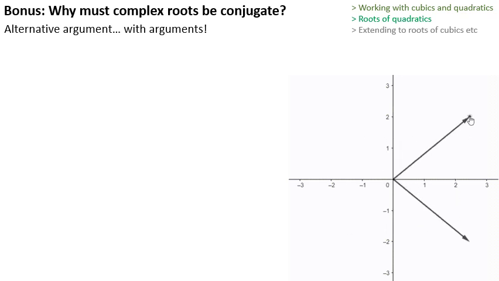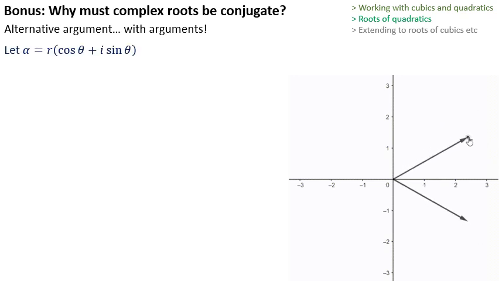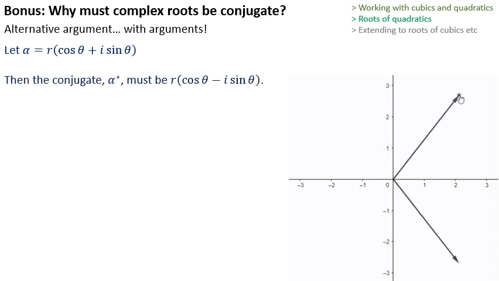Because the real component's always the same, the imaginary component is the exact negative. If we write our complex number in modulus argument form, r times cos theta plus i sine theta, remember, this just means a complex number with a size, a modulus, of r, and an argument, an angle with the positive real line, of theta. If we do that, then the conjugate has to be r cos theta minus i sine theta. We've just got a negative sign in there because the imaginary component is the negative of what it was.